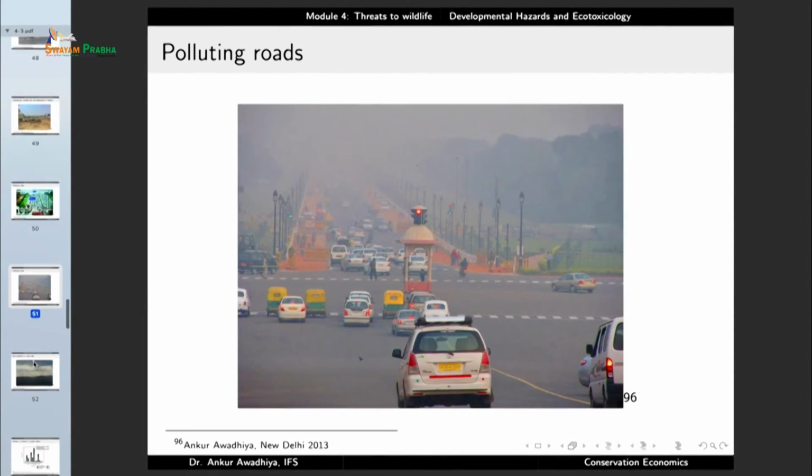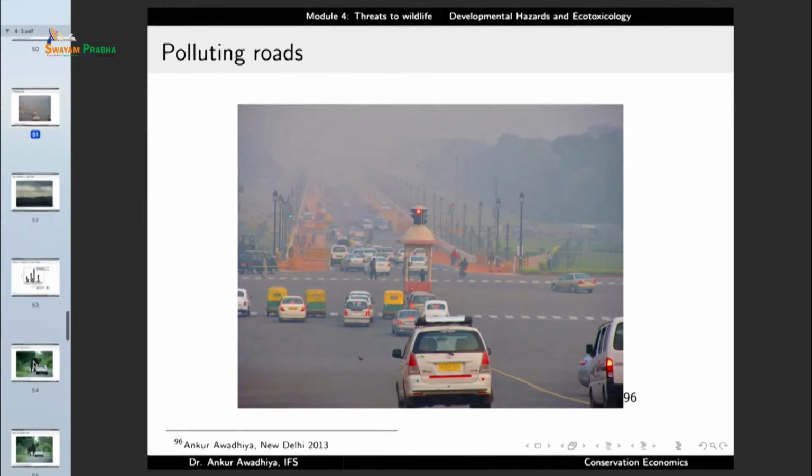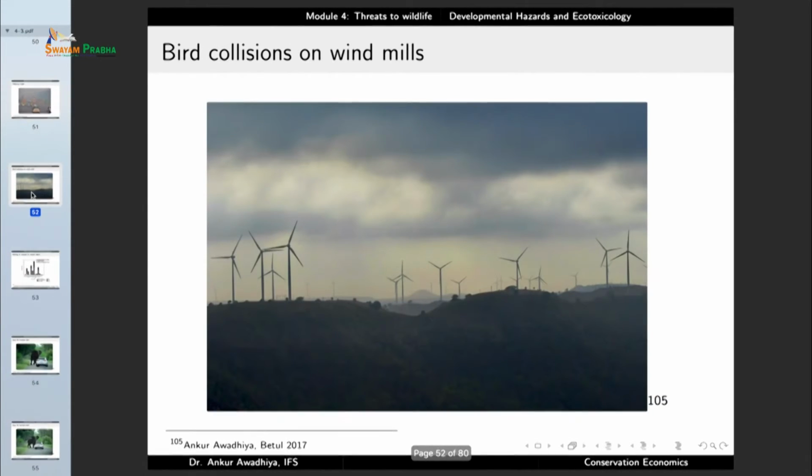So pollution is another hazard of unsustainable economic growth. There is also a huge number of deaths of birds because they are colliding with a number of our infrastructures. The birds are dying. So that is not leading to the welfare of people. That is not development.